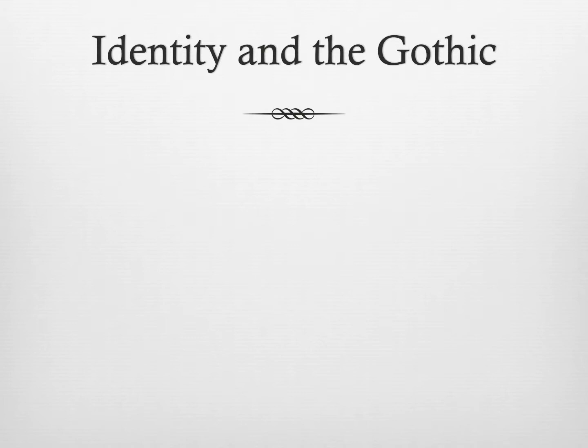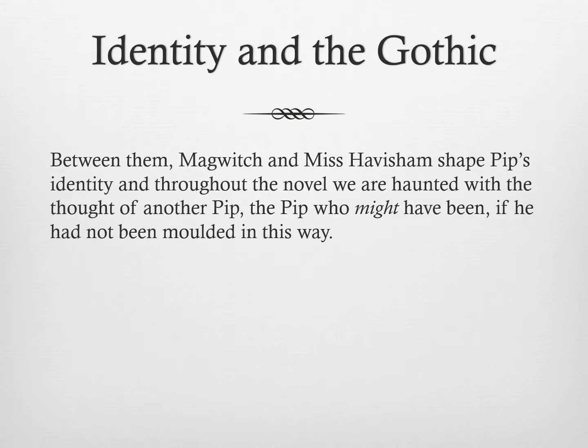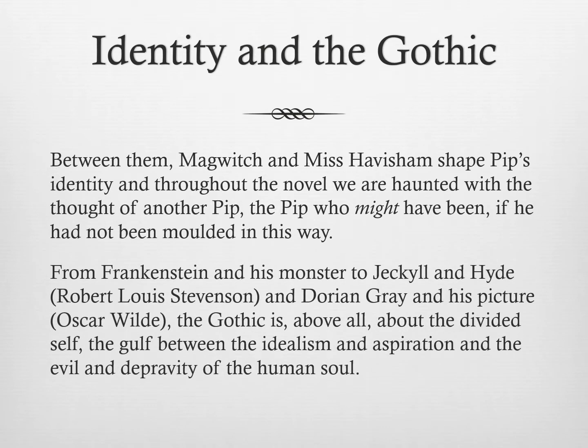So all of this is connected with questions of identity. Identity is perhaps the central theme of the novel, of every novel that's ever been written. And between them, Magwitch and Miss Havisham are shaping Pip's identity. All through the novel, we imagine the Pip that might have been, if only they hadn't controlled his life. What would Pip's life have been then?